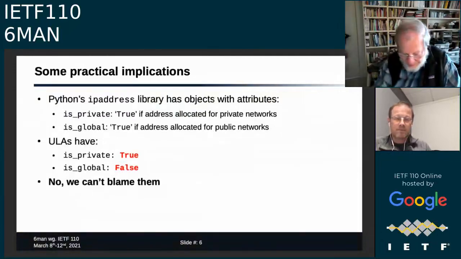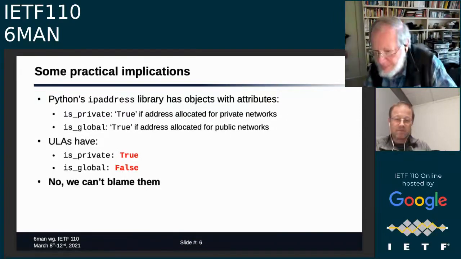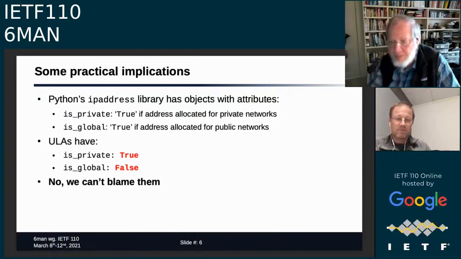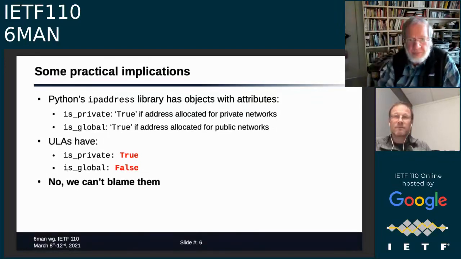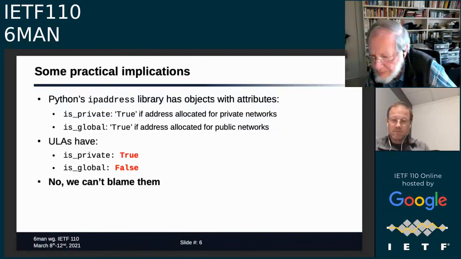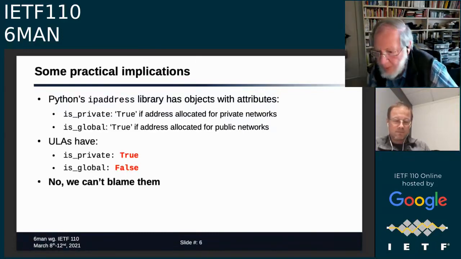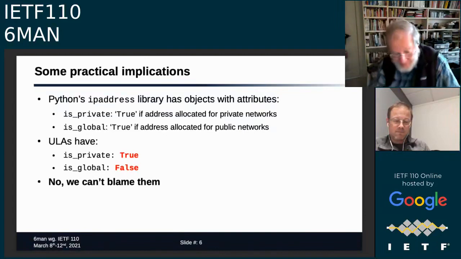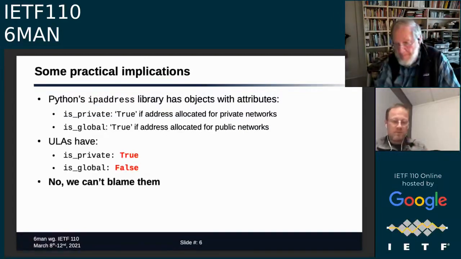Now, some practical implications, because you could say, okay, the definition is not really precise. Well, this is an interesting case. This was raised by Brian, so credit goes to him for spotting this one. There's a library in Python which processes IP addresses, including IPv6 addresses. For each address object, it has some attributes. So you set some address and the attributes will be set accordingly. You can check for those attributes.